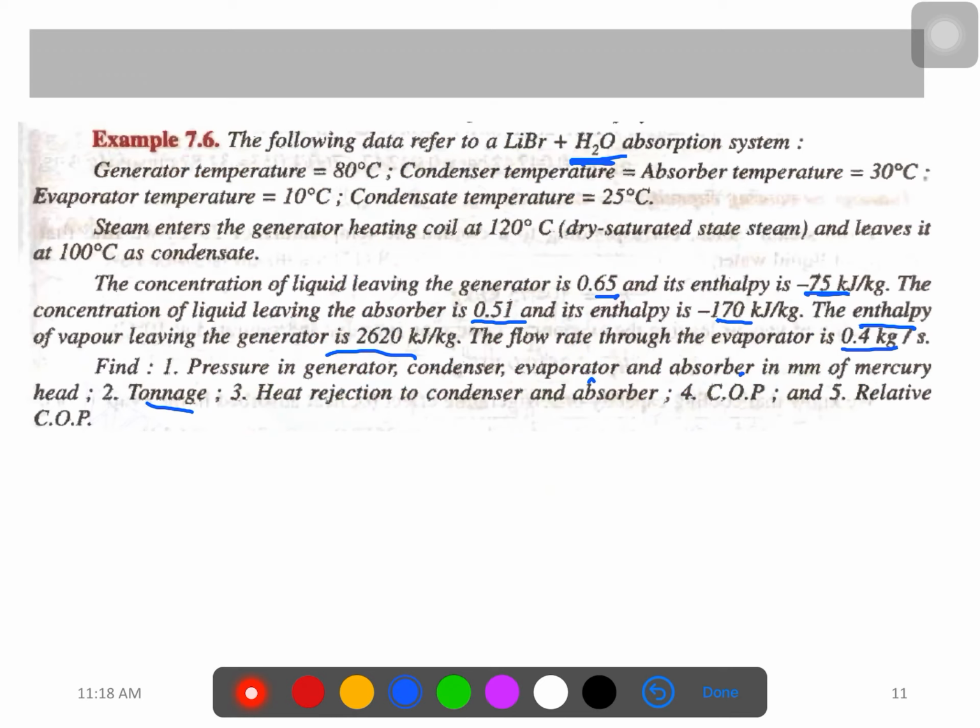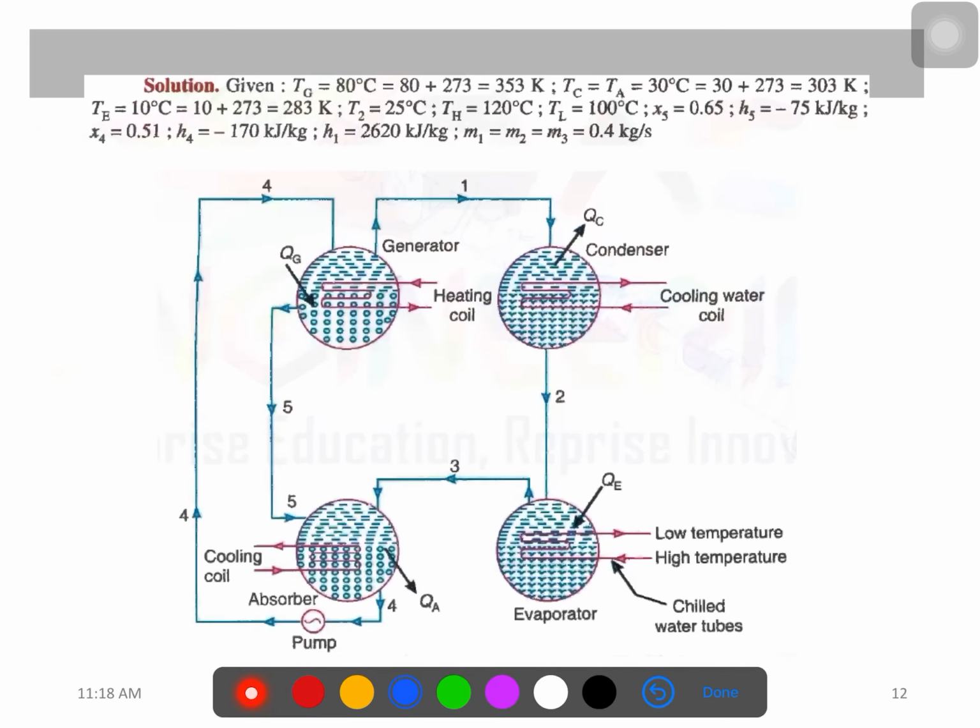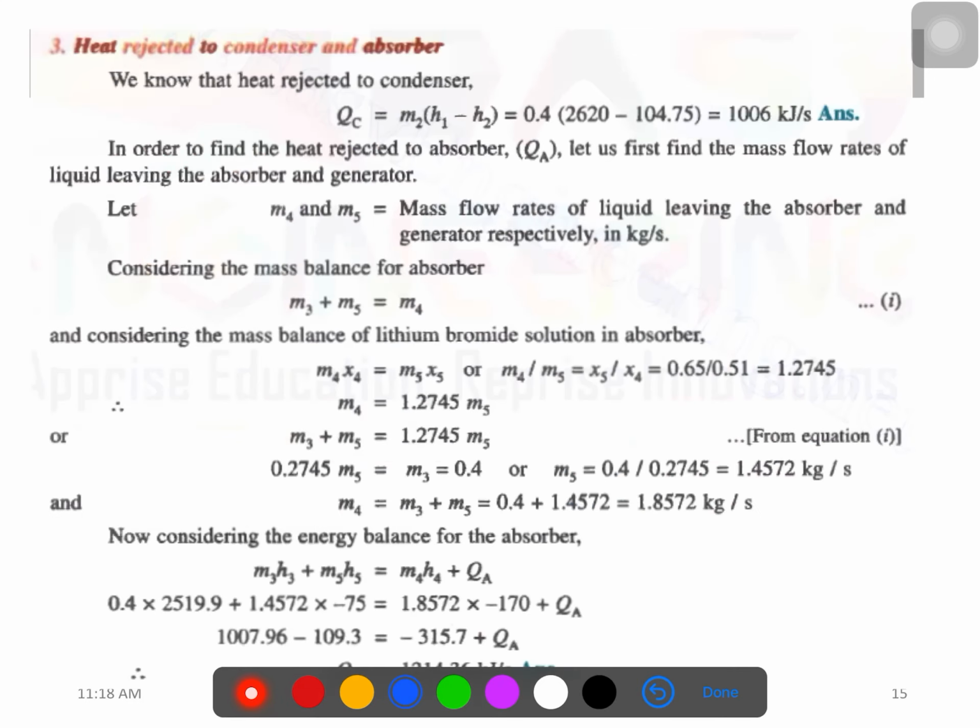Okay, the third query was heat rejection to the condenser and absorber. If you get the enthalpy at every point, entering the condenser and exiting the condenser, you can get the heat rejection, but you need to balance the mass balance and energy balance. So here you can see heat rejected to the condenser is mass flow rate, because in the condenser the mass flow rate remains the same. There is no mixing with the lithium bromide, only water content is there, so flow rate remains the same.